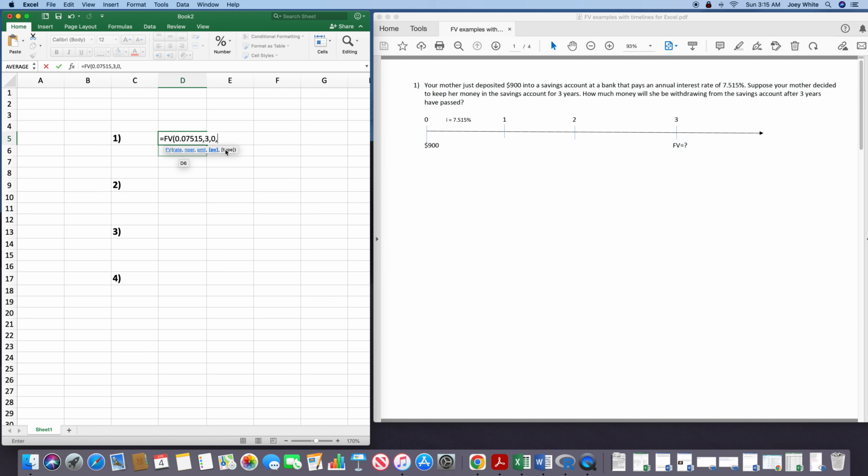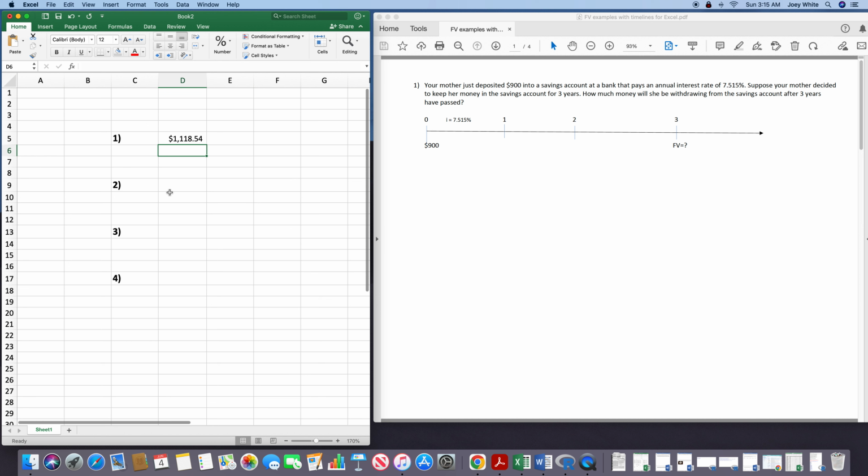Well, the present value is 900, but because that's being deposited into this savings account, that's really a cash outflow to us. So we should put a negative 900, and then we do comma, and type isn't relevant here, so we can just close. We don't actually have to put anything for type in this case, so we can just close the parentheses. So Shift 0, and there it is. We see that after 3 years, her $900 should turn into $1,118.54. All right. So that's the FV function for a lump sum.